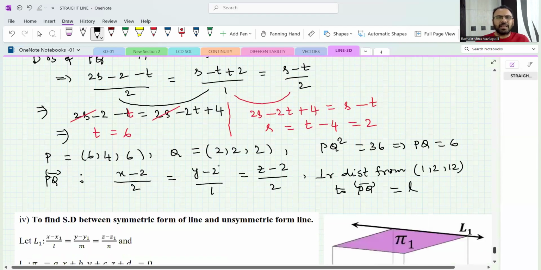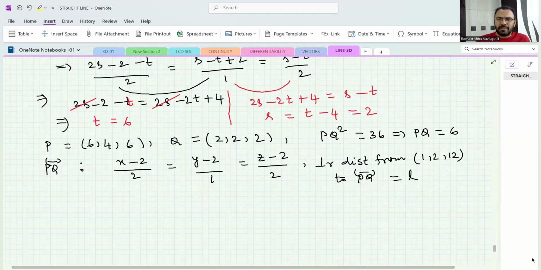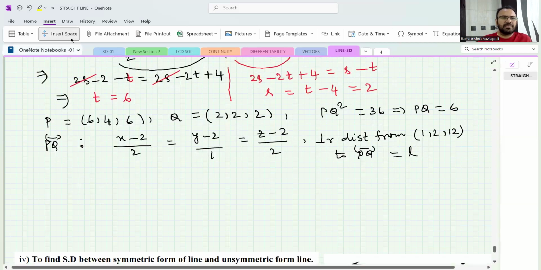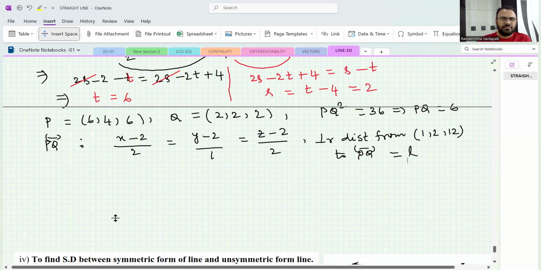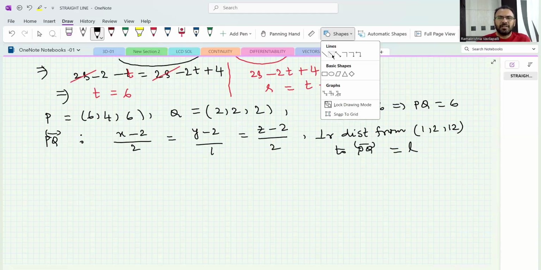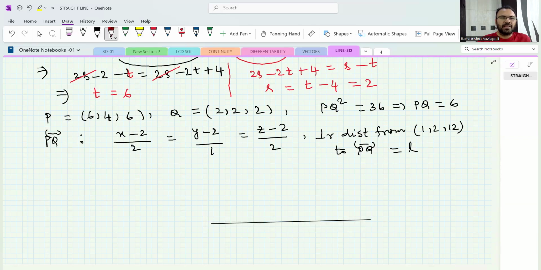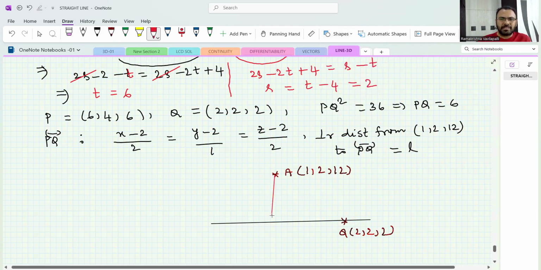So how do we find that perpendicular distance? Here is a very simple procedure to find it. It takes too much time, it is a 3-tier, 2-tier question. Take a line L, and here the point given, assume this is the point A, 1, 2, 12. The line passes through the point Q, 2, 2, 2. We want to find the length of the perpendicular.